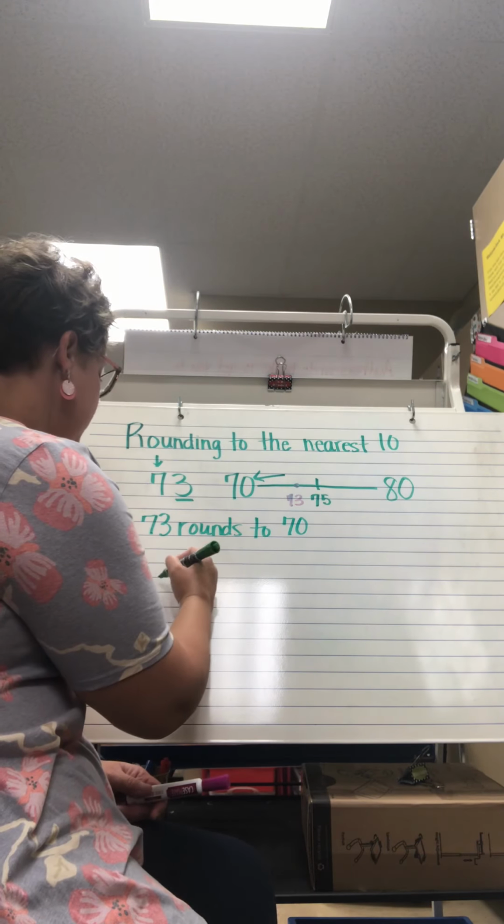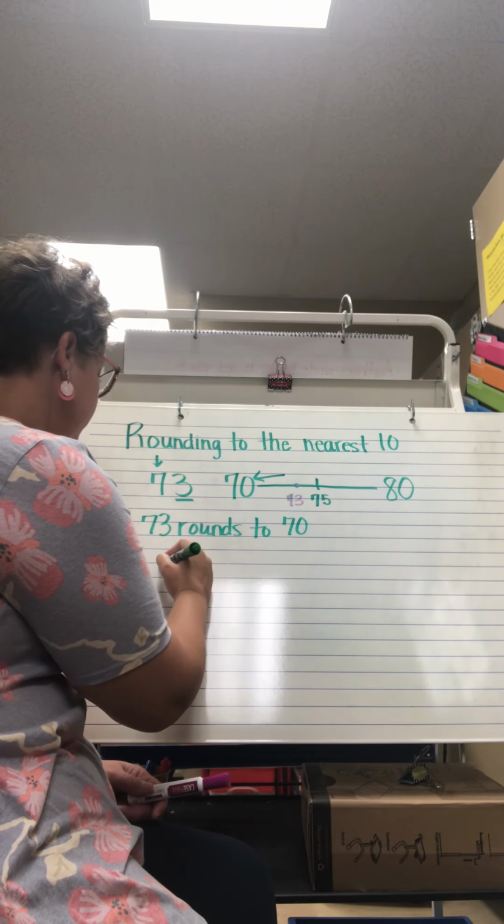Okay, let's try another one here with our number line. I'm going to have the number 56. So again, I'm going to draw that number line out, and I know that 56 comes between 50 and 60. I'm going to put that halfway mark in there, 55.